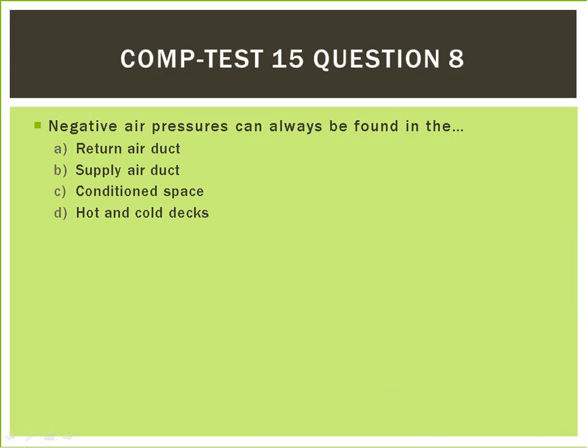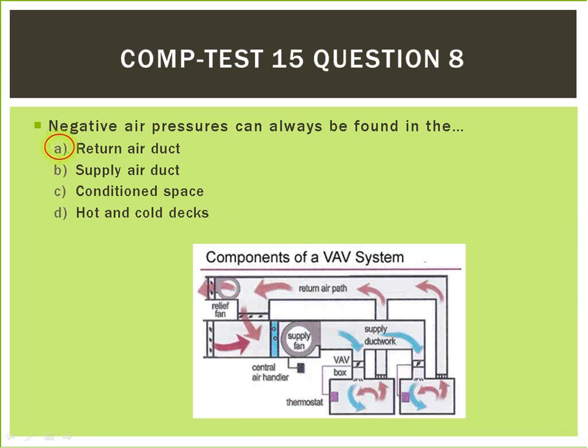Comp Test 15, question number 8. Negative air pressures can always be found in the A, return air duct, B, supply air duct, C, conditioned space, D, hot and cold decks. Answer A is the best answer here. Negative air pressures can always be found in the return air duct because the ducting is located upstream of the air mover or fan and is therefore being sucked toward the fan.